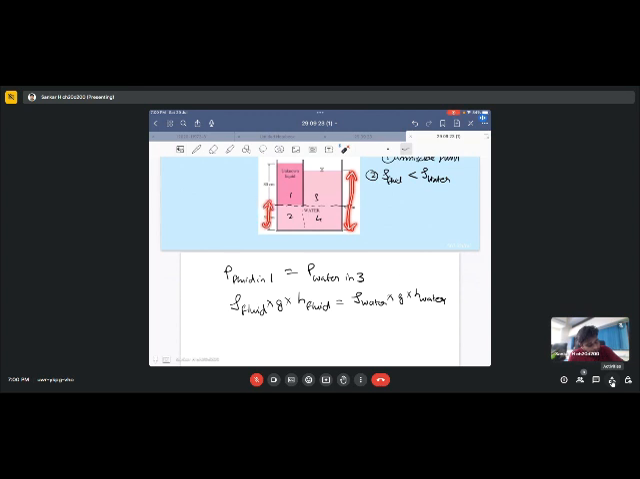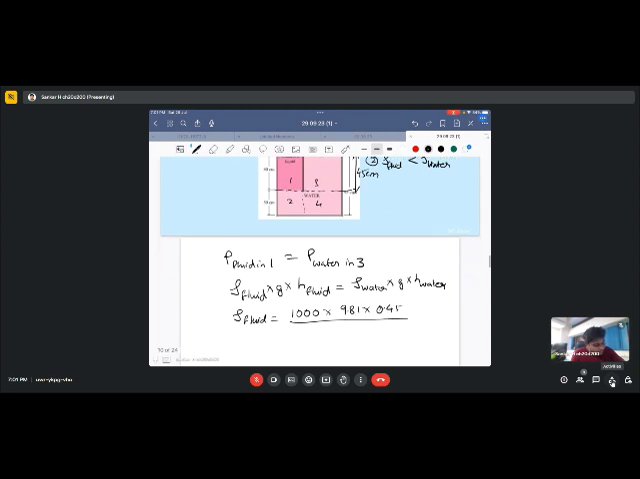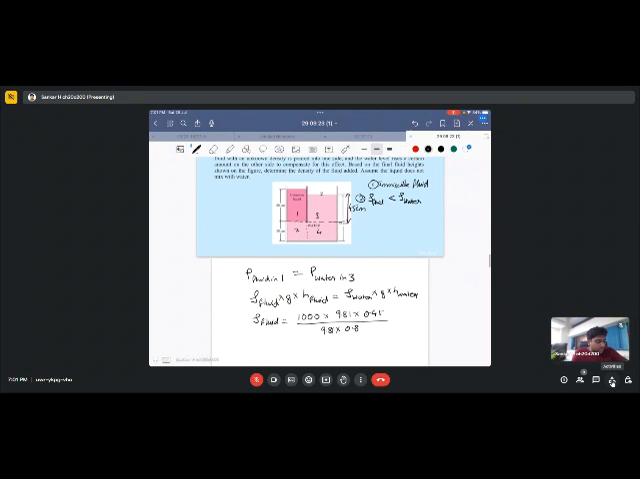And we know that if this much is 95 and this much is 50, this much will be 45 centimeter. Therefore, from here we can easily find out the density of fluid, which is equal to, let's assume the density of water to be 1000 times 9.81 times 0.45, which is 45 centimeter, divided by, again, g times 0.8, 80 centimeter.